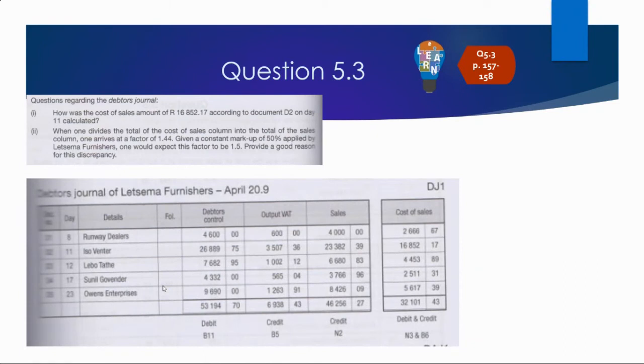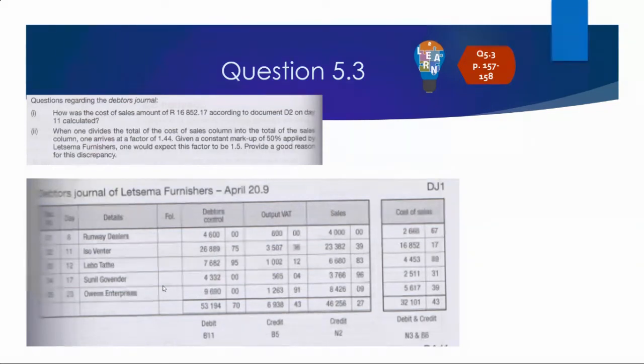So if we read the question regarding the debtors journal, that would be on page about 161 or 162. They ask you, how was the cost of sales of 16,852 Rand and 17 cents according to document D2 on day 11 calculated? Okay, so they're asking you, how was the cost of sales calculated based on the information on the 11th?